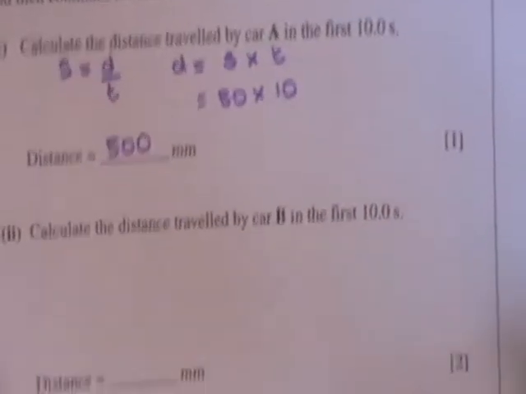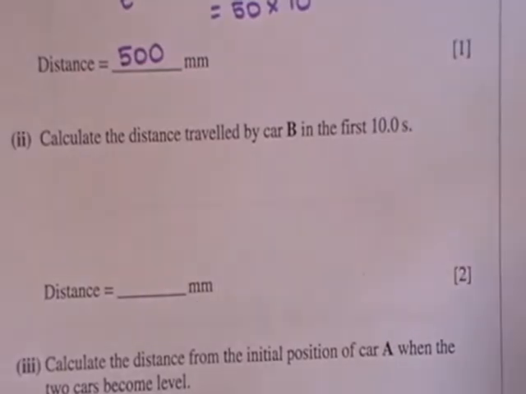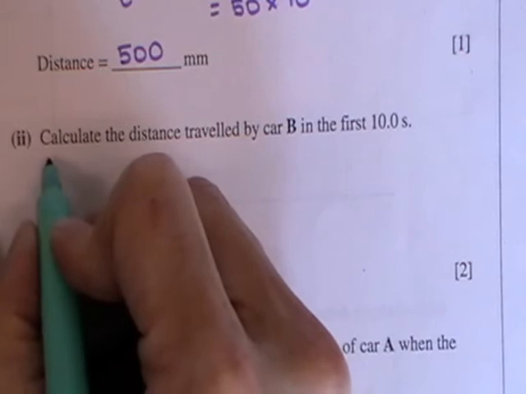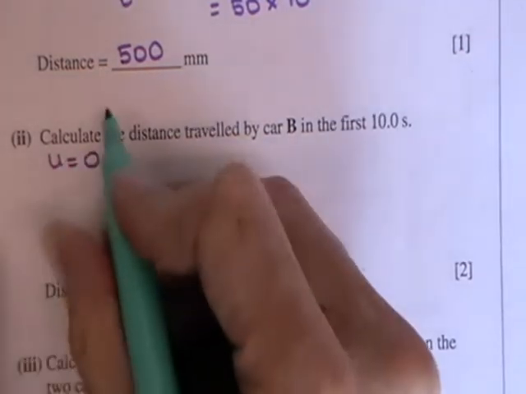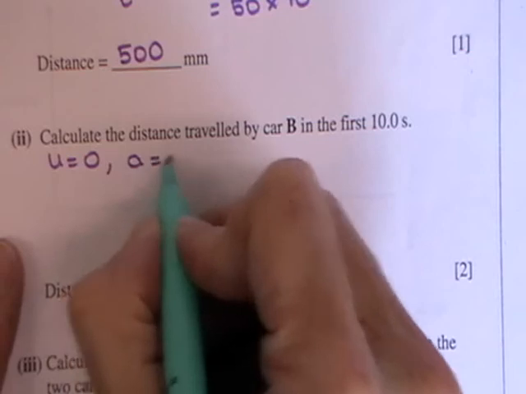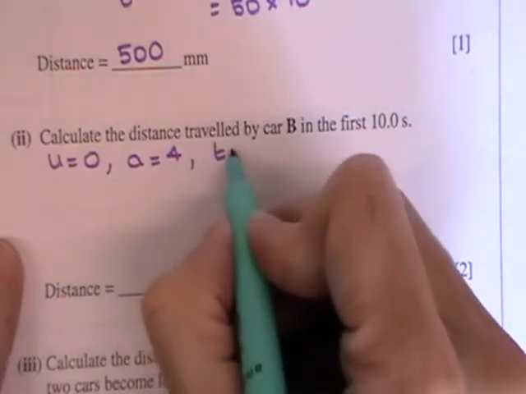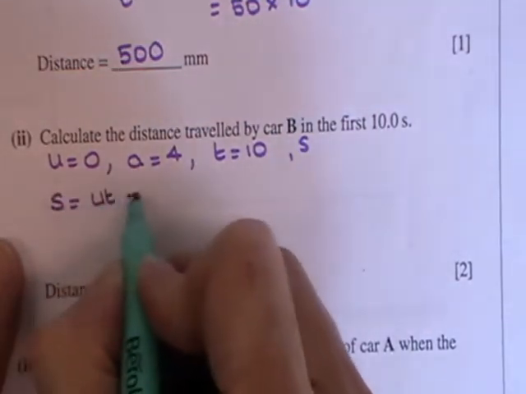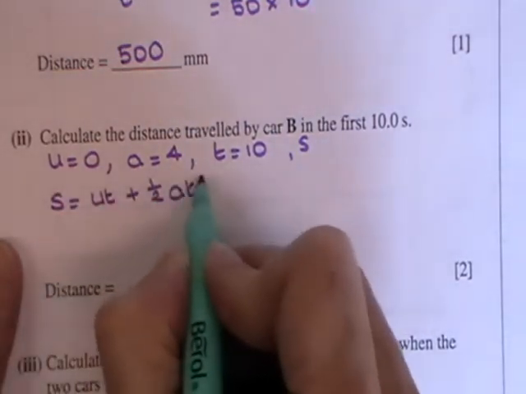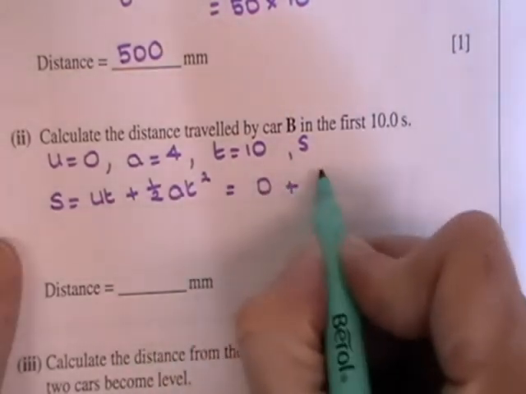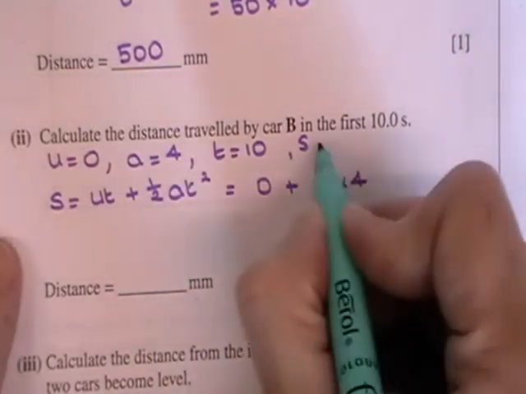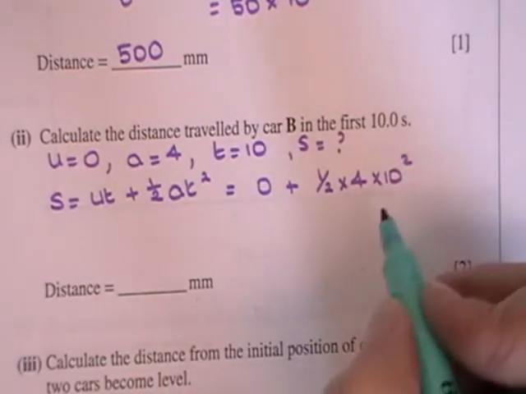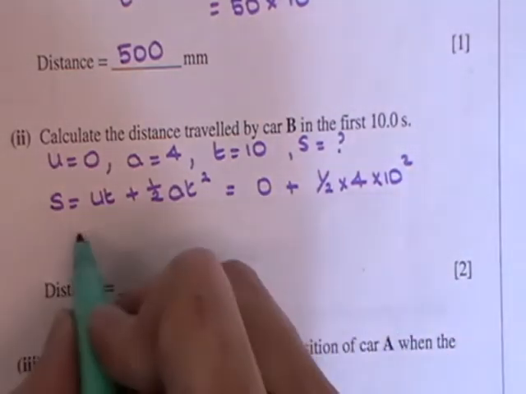Then calculate the distance travelled by car B in the first 10 seconds. It is accelerating, so we need to use our equations of motion. We know that u is equal to 0, a is equal to 4, t is equal to 10, and we're looking for s. So we're going to use s equals ut plus a half at squared, and that's equal to 0 plus a half times 4 times 10 squared. So that gives you an answer of 200.